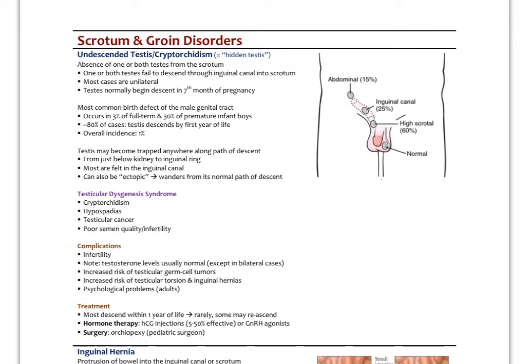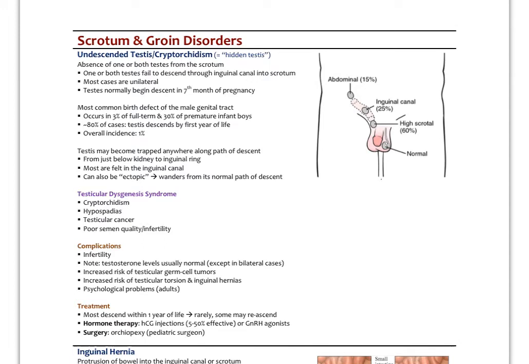So we'll start with the disorders of the scrotum and the groin. The first would be undescended testes or cryptorchidism, also known as hidden testes. We discussed this in the anatomy and physiology section, so I'm just going to review some of this. This is really the absence of one or both testes in the scrotum. Basically that's failure of the descent of the testes during fetal development through the inguinal canal into the scrotum. And most cases are unilateral, involving only one testis.